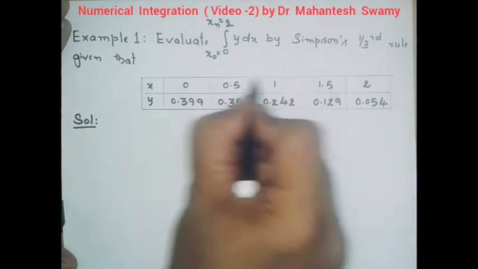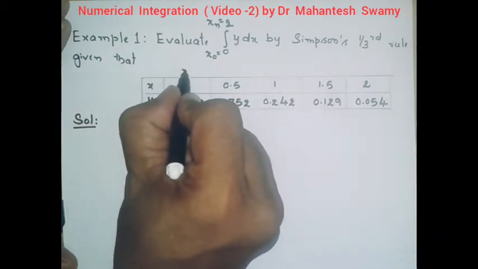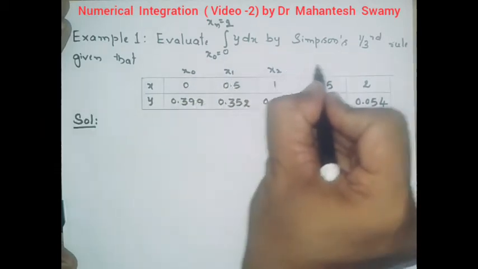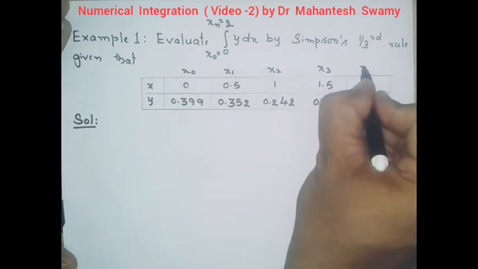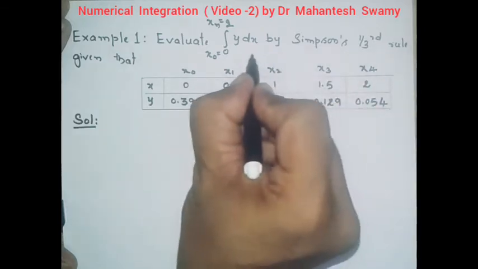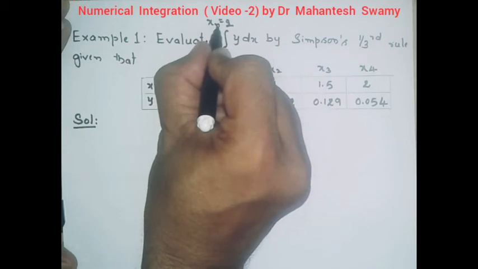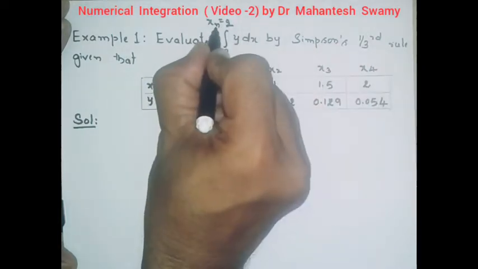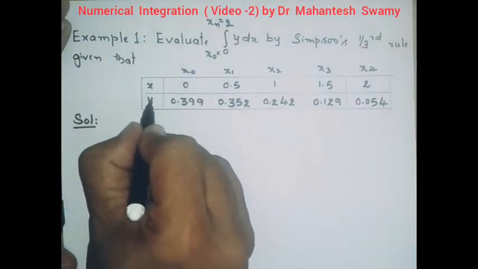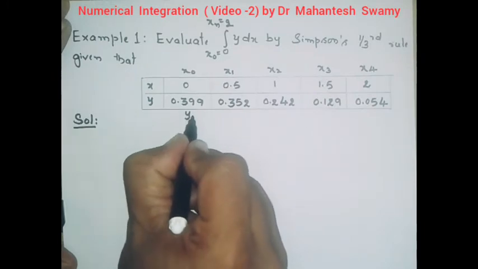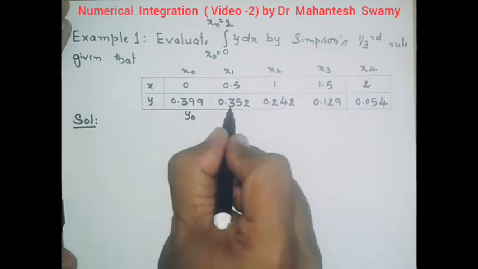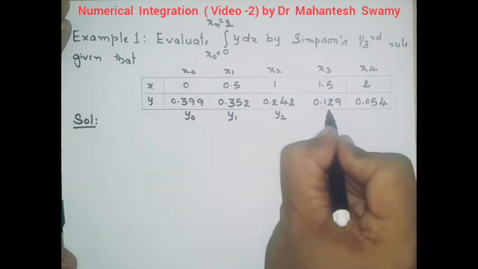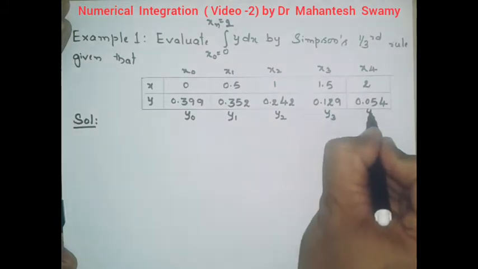Now in this table, the first value should be taken as x0, the second value as x1, x2, x3, x4. So we can say that n in this problem is 4 because the last value has the subscript 4. Therefore here n equals 4. Similarly, the value of y at x0 is to be taken as y0. So y0 is 0.399. This value is y1. This value is y2, y3 and y4.